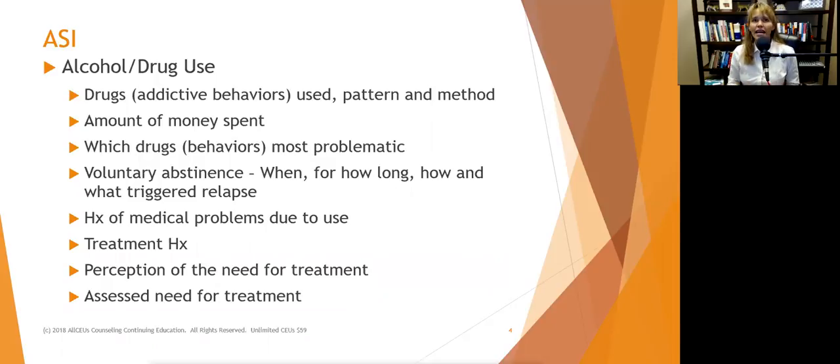And then we want to ask about their perception of the need for treatment right now. What kind of treatment do you think you need? Outpatient, intensive outpatient, residential? What is it that you need? And then we're going to put our 2 cents in. Obviously, if you're familiar with the ASAM, you're probably going to do the ASAM here in order to determine the appropriate level of care that we're going to recommend.